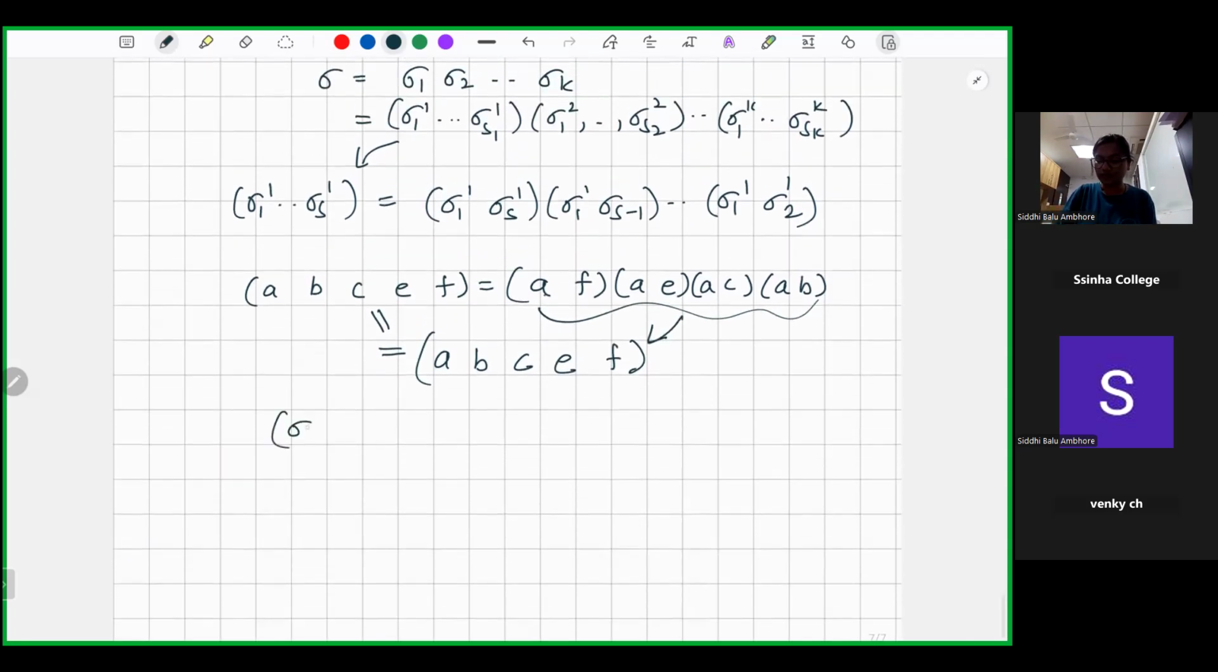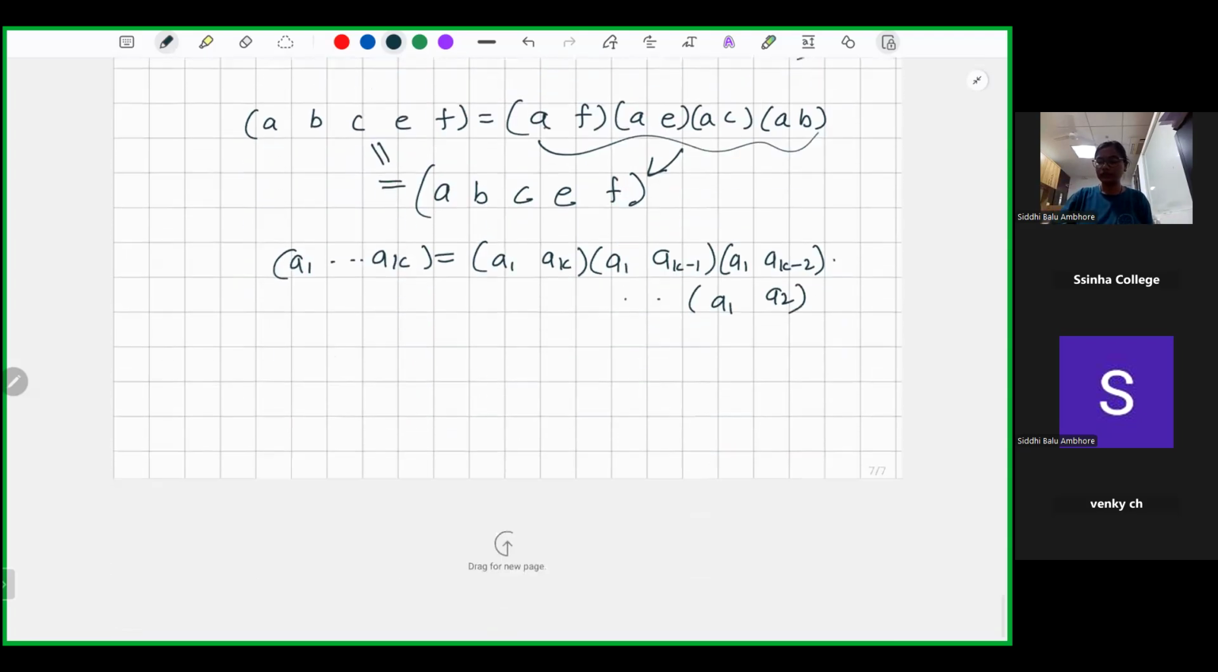In general, if I want to write A1 to AK, then this is the product of transpositions A1 AK, A1 AK minus 1, A1 AK minus 2, and the product continues till A1 A2.